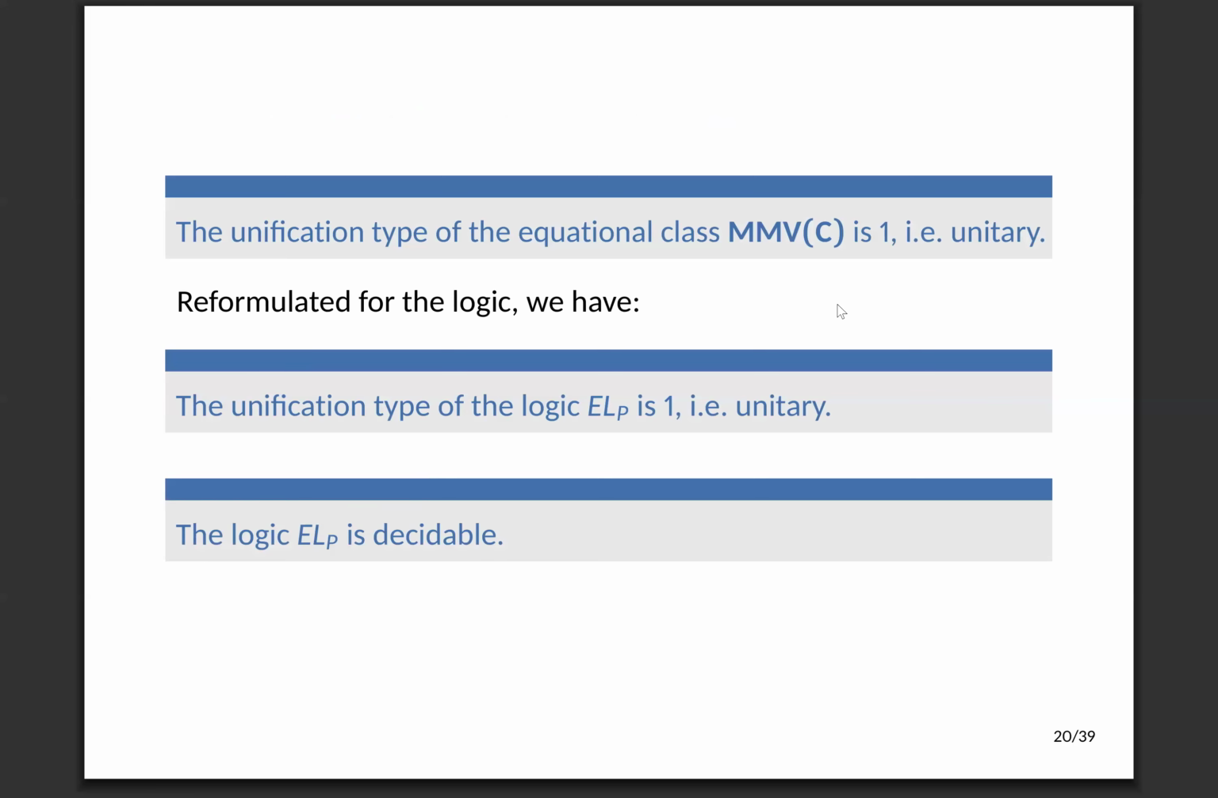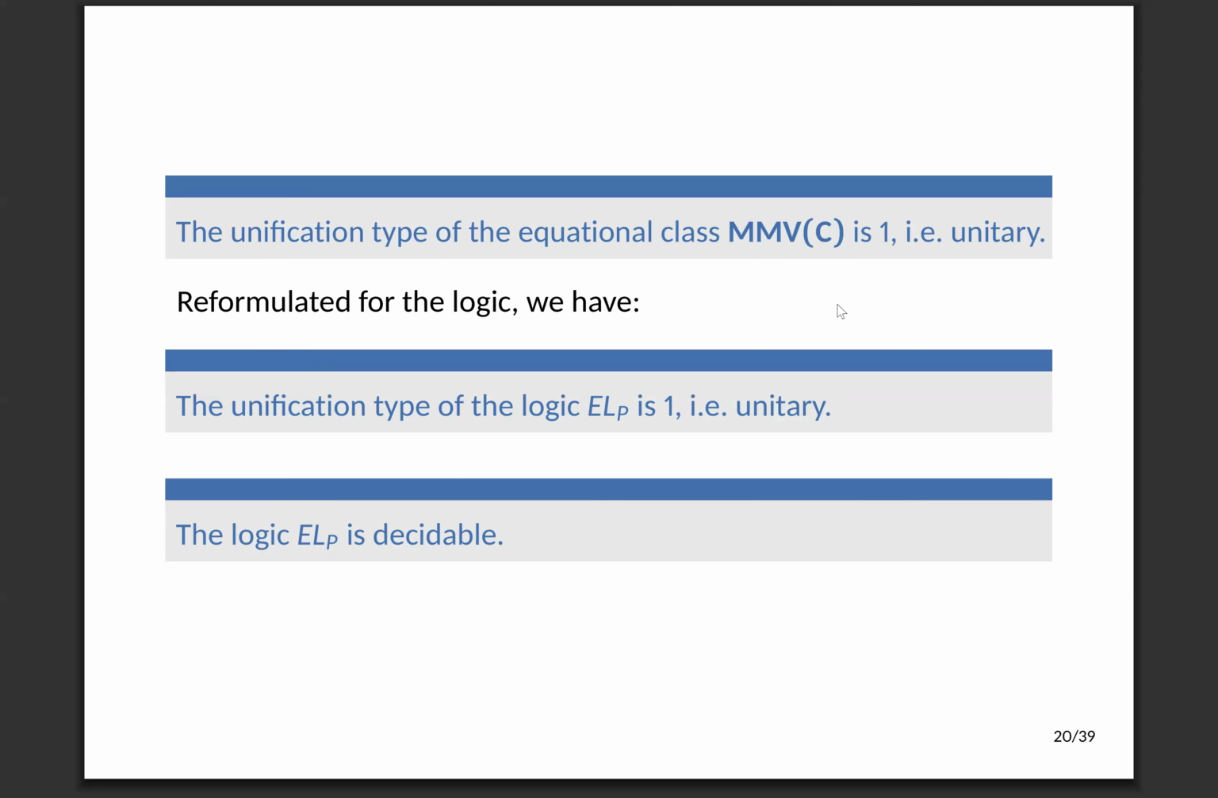This class of algebras is already well studied. I already mentioned several papers that give some results about these varieties, the characteristics of these and free algebras, and so on. But I will mention here unification, its unification type. So the unification type of the equational class MVC is one, or unitary, or reformulated for the logic, we will have that the unification type of the logic ELP is unitary.